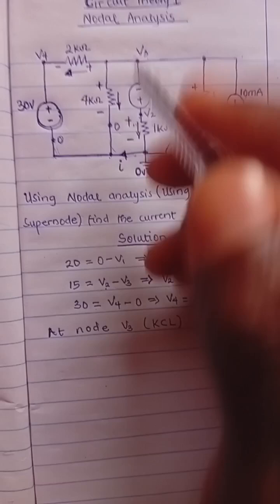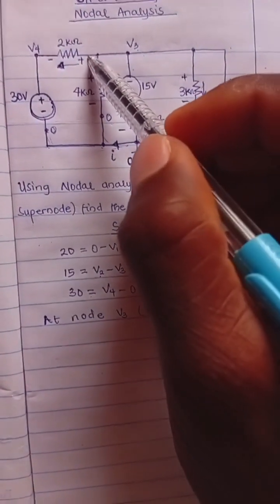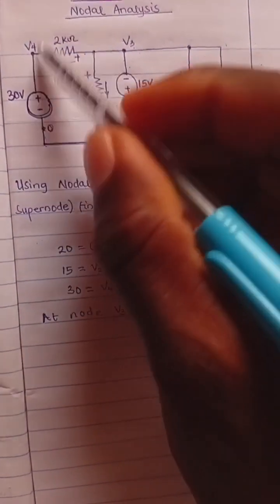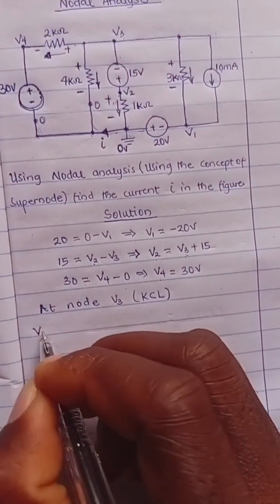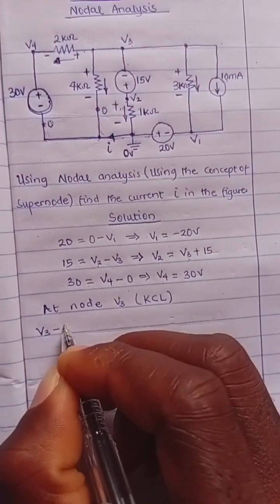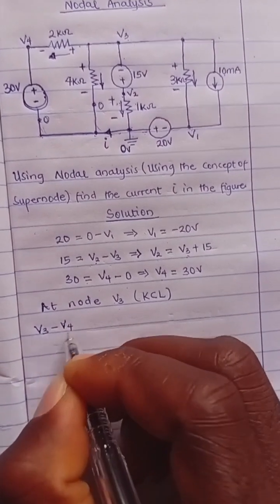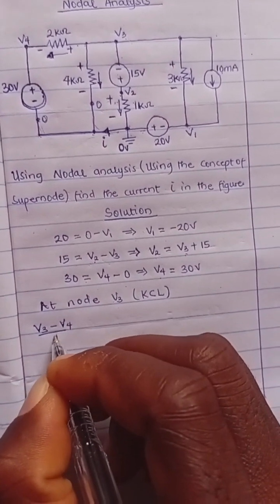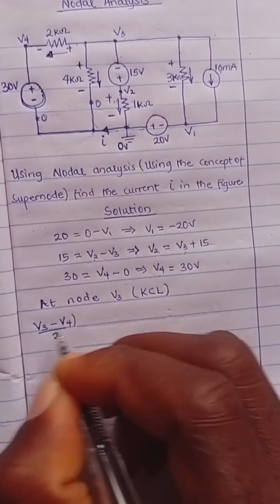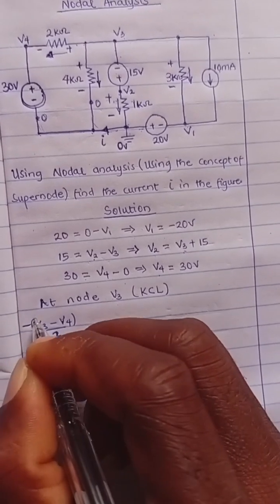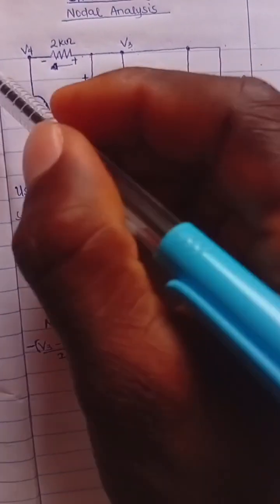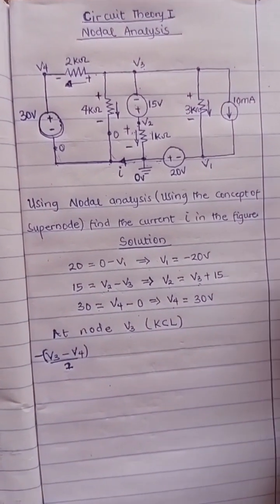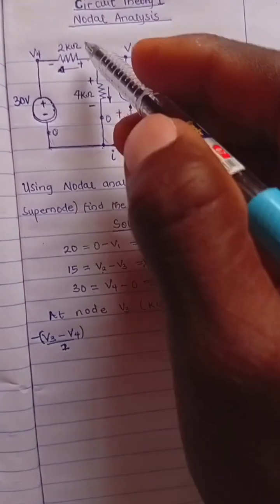So what's this very current? This current is the voltage at the positive side minus the voltage at the negative side, divided by the resistance. The voltage at the positive side is V3, minus the voltage at the negative side, V4, divided by the resistance, which is 2, right? And this is a negative current because the current is leaving the node, flowing away from the node. So we are done with this current.